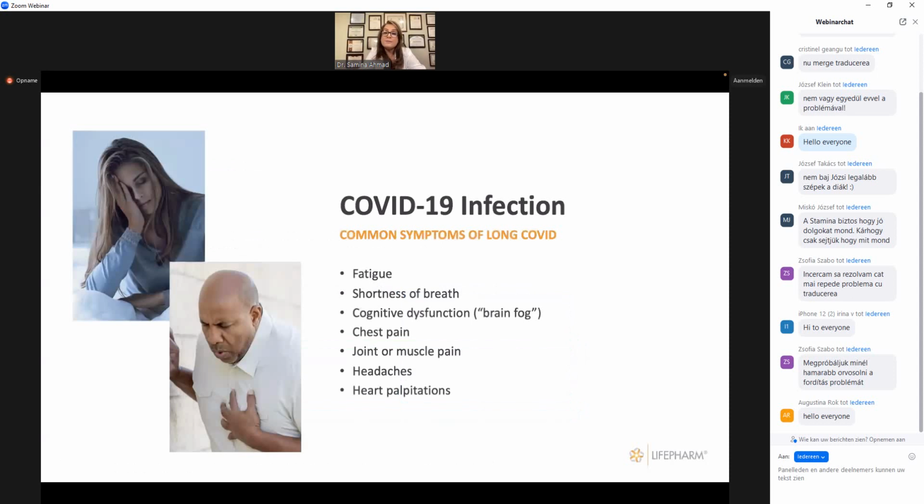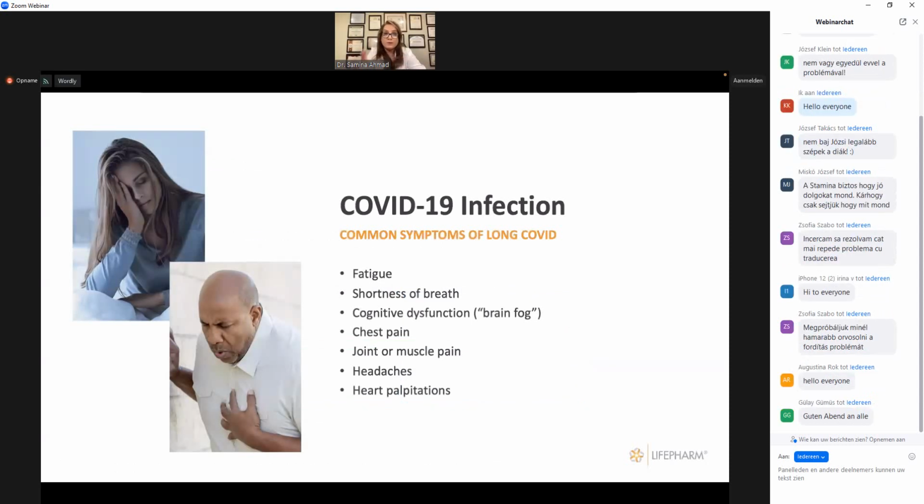So what were the symptoms of COVID-19 infection? Well, I think for anyone who's on this webinar who remembers, there was fatigue, shortness of breath, brain fog. This was common. Chest pain, joint and muscle pains, headaches, heart palpitations. So these are the common ones.